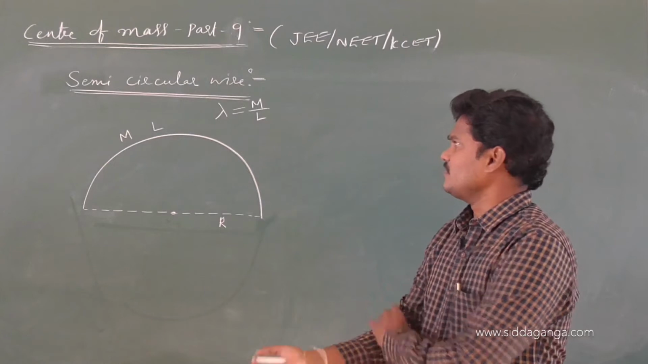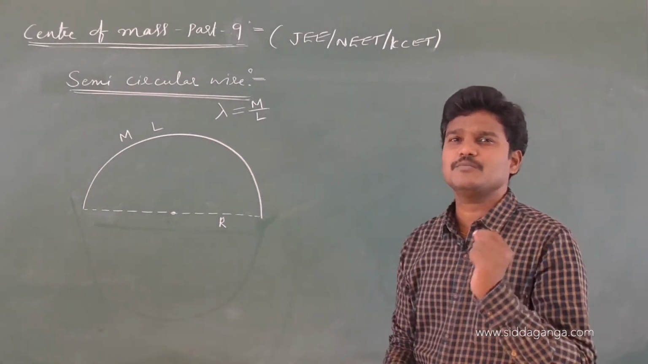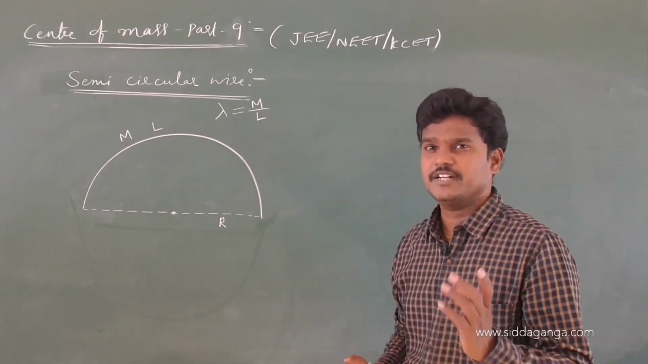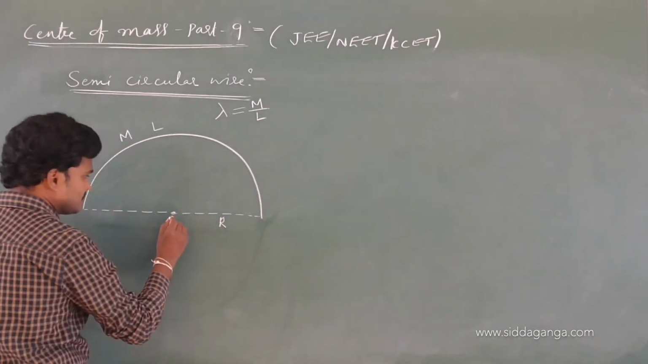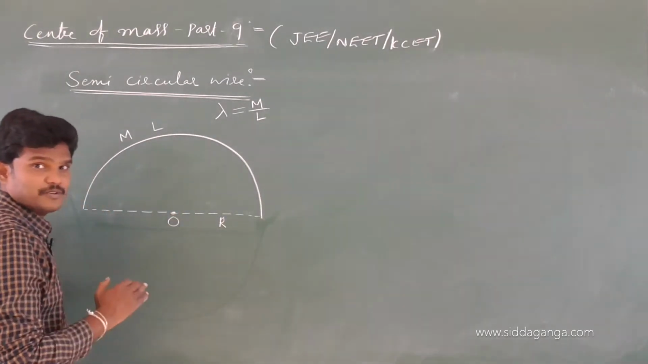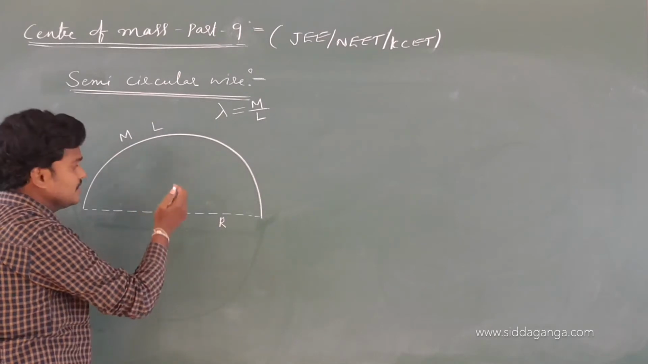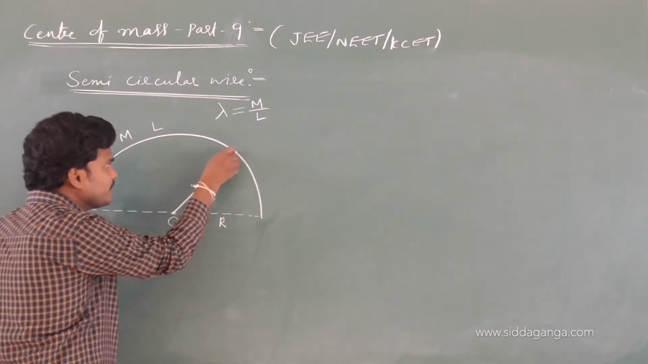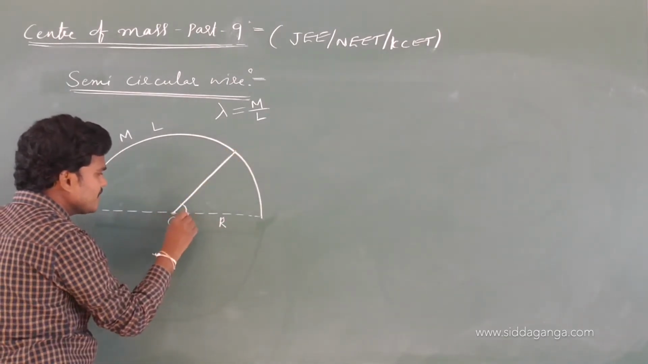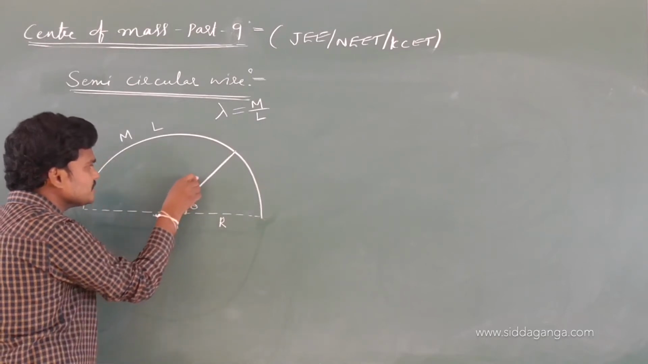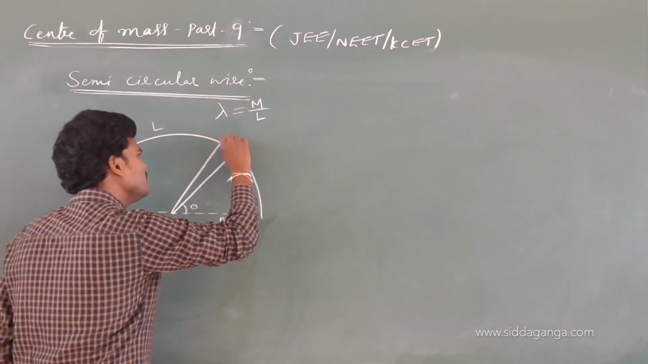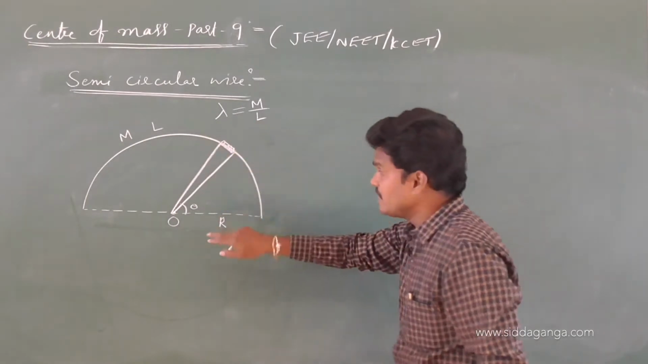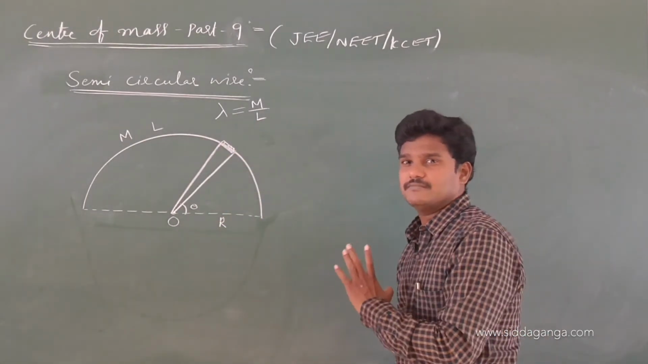Now, to apply the integration, let us choose a small portion. For different objects, I am going to follow different small elements in a different way. Here, from this center, let us suppose this is O, I am going to find the center of mass and which side it is shifted. At a certain point, I am going to take a small element. By making an angle theta, I am going to take a small part like this on the semicircular wire.